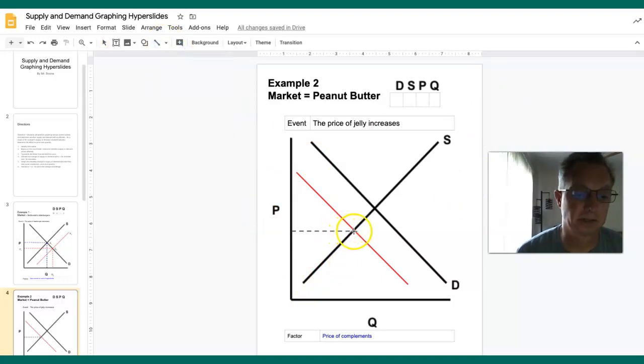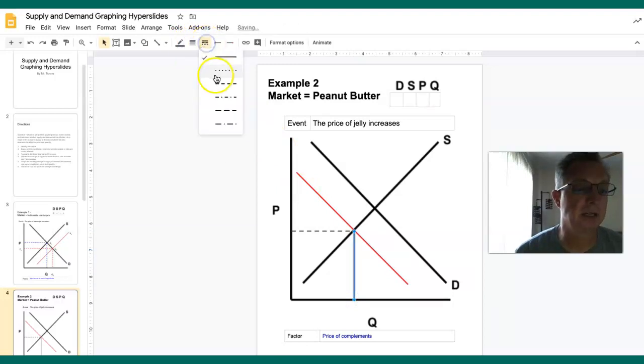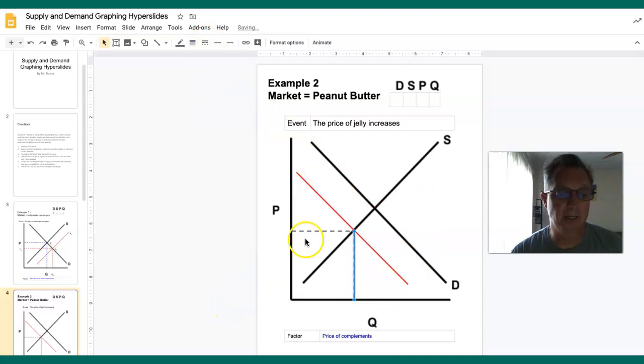There it goes. Sometimes I struggle to get that working. And make that a 4-point line weight, and dashed. Okay, so we're going to change the color of these to match our changes. So the line color is also going to be red.